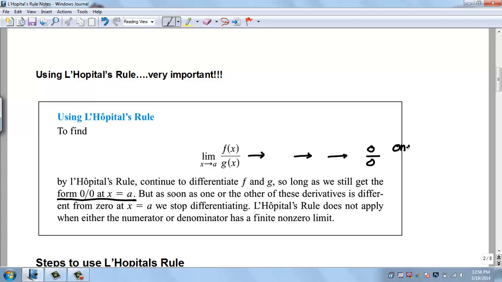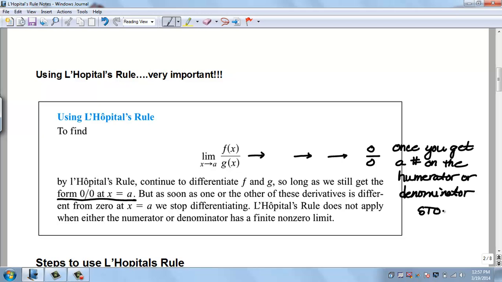So basically this is saying once you get a number on the top or bottom, in your numerator or denominator, stop, because then it doesn't work anymore. Okay, so that's why this is very important. As soon as one or other of these derivatives is different from 0, we stop differentiating. L'Hopital's rule does not apply when either the numerator or denominator has a finite non-zero limit. Meaning, if I hit a number, I have to stop.